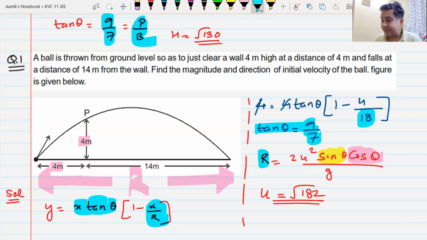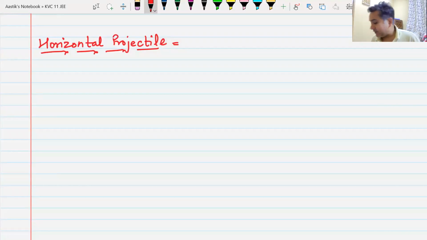Everyone got the answer? Shall we move ahead? Okay. So the next heading that we are going to do: the first type of projectile that we did was, as I said, vertical projectile. Particles are moving up and down only. The second type of projectile that we did was fired at an angle, known as oblique projectile. The third type of projectile that we are going to see is known as a horizontal projectile.